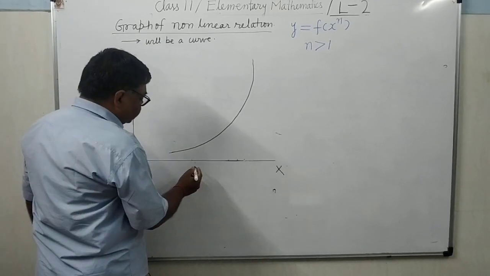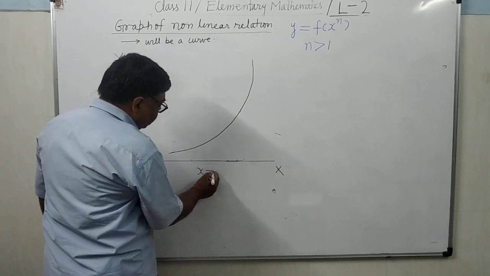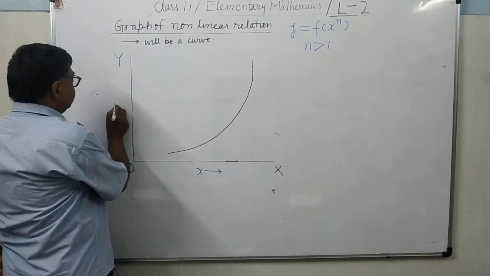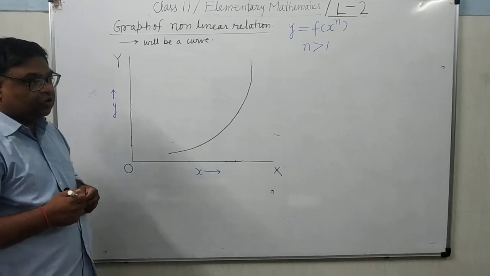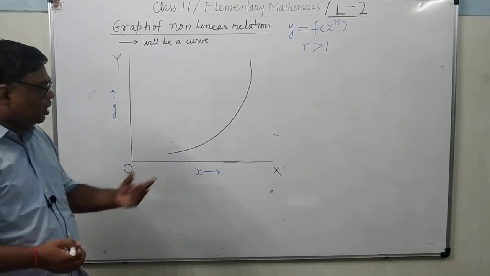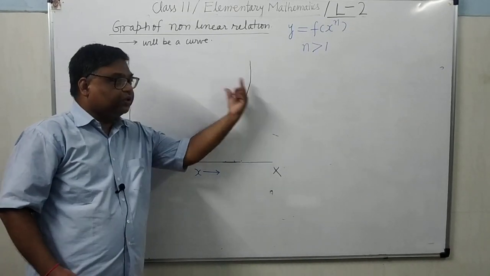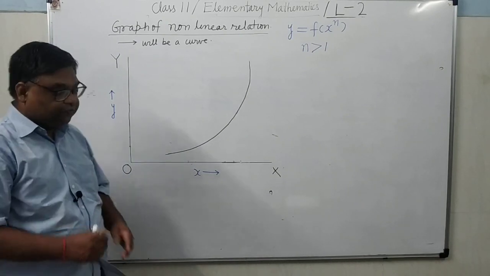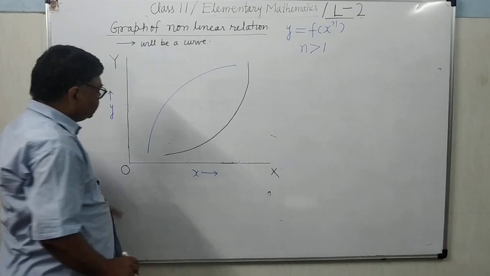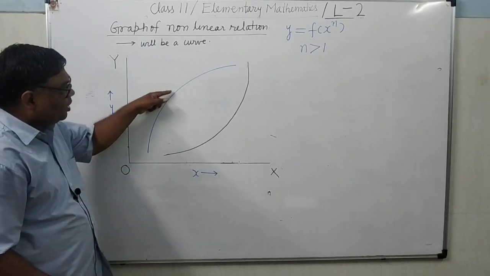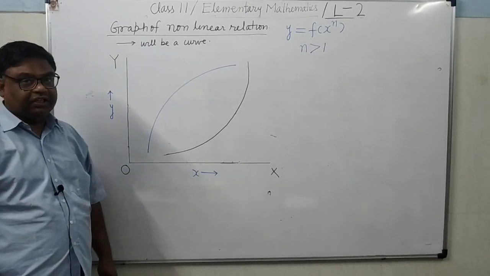It will not be a straight line. So when it is not a straight line, it is a curve. So you can see here its slope is not uniform. Here slope is smaller, here slope is bigger. It's clear? Or if you draw another curve like this, you can see in the beginning slope is very high, but afterwards it gradually decreases.